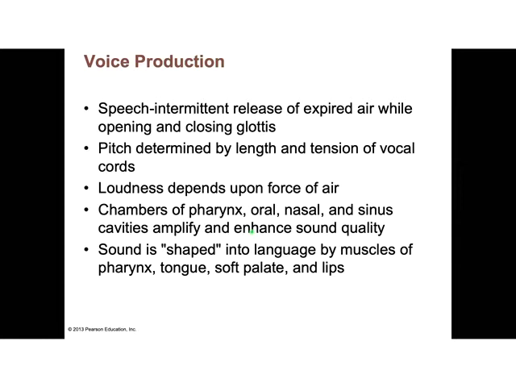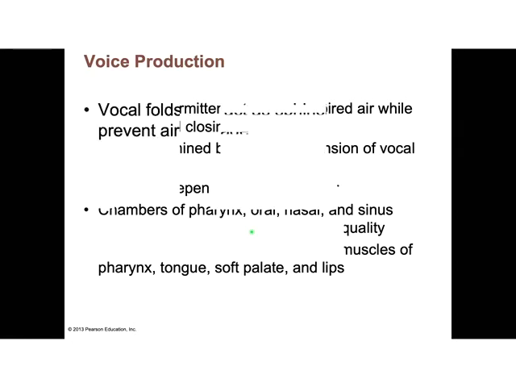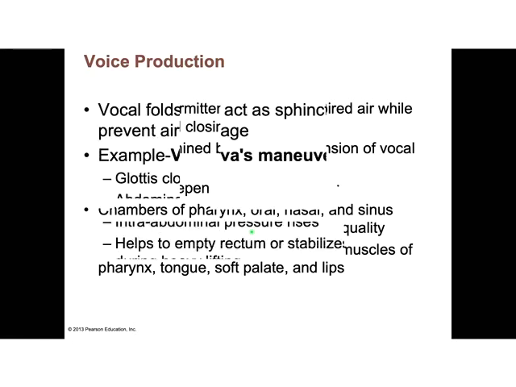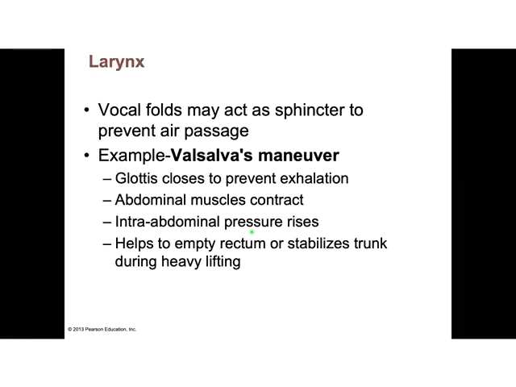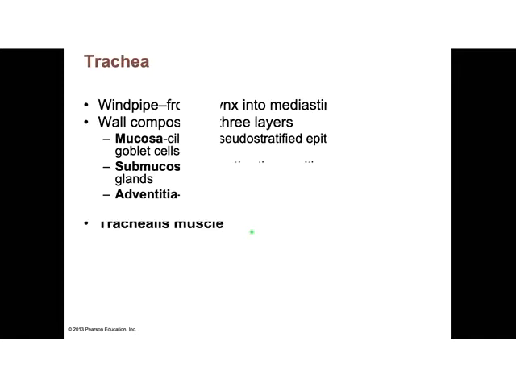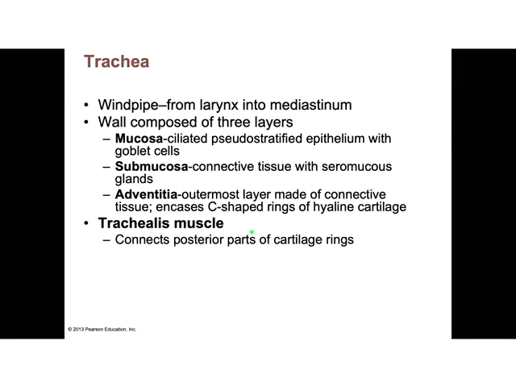And then we modify the sound in the oral cavity. The larynx has vocal cords that can act to close the glottis when we perform something called the Valsalva maneuver, where we tense our abdominal muscles and push without letting air out, right? And that creates force for defecation, childbirth, forceful urination, and so on, okay?